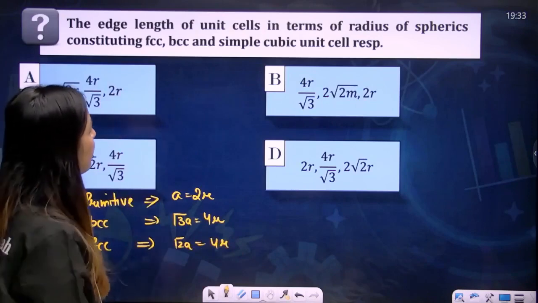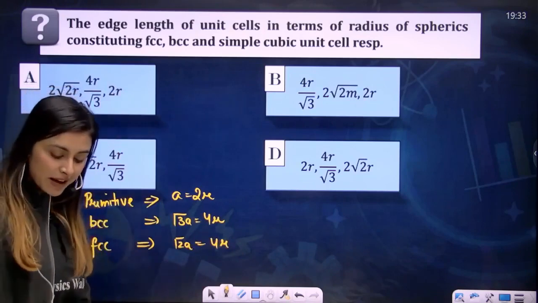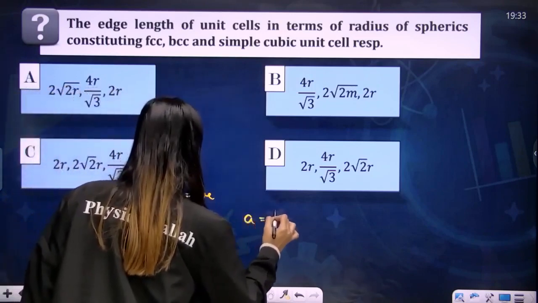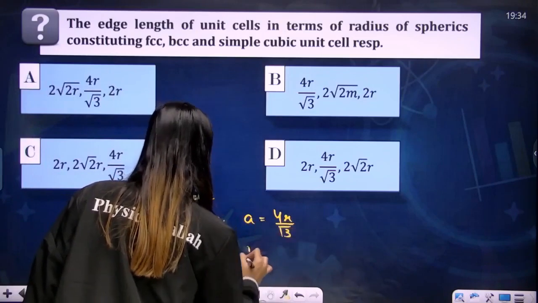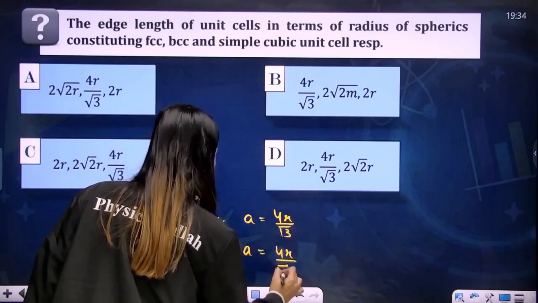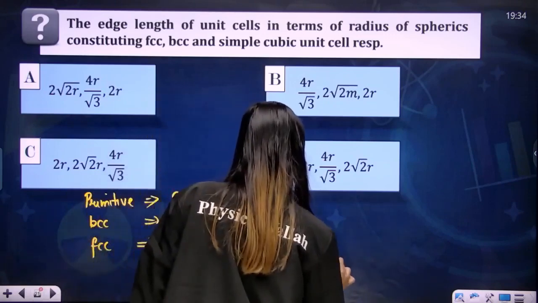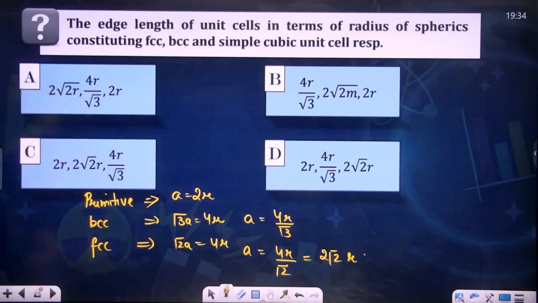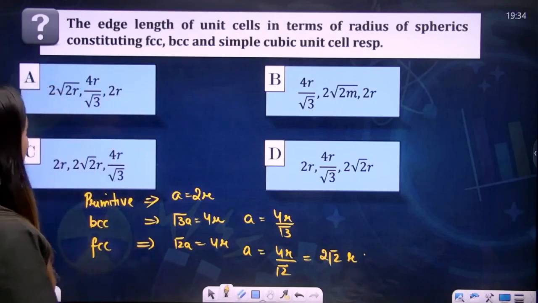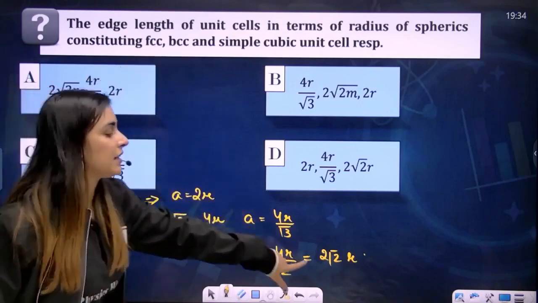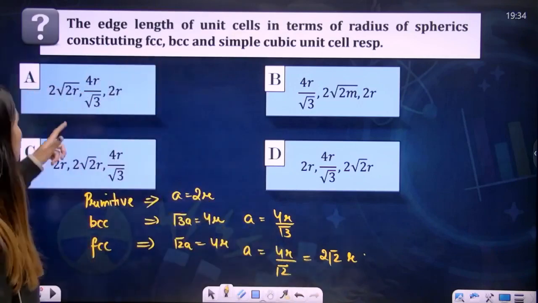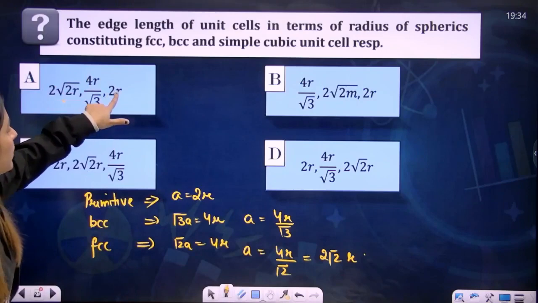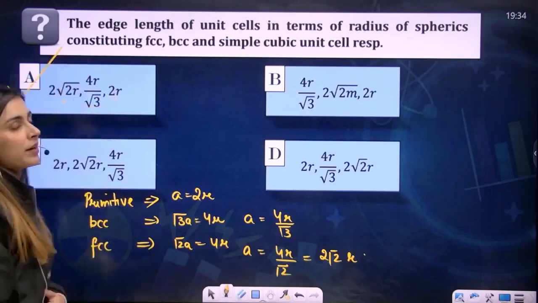We have to give a value in terms of r. So here a will be equal to 4r by root 3, and here a will be equal to 4r by root 2, which is equal to 2 root 2 r. So the answer is, first for FCC, 2 root 2 r, then for BCC, 4r by root 3, and for simple cubic, that is primitive, 2r. So option A will be your correct answer.